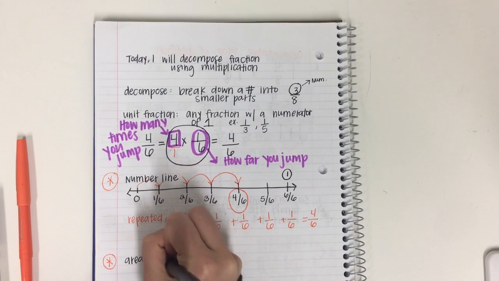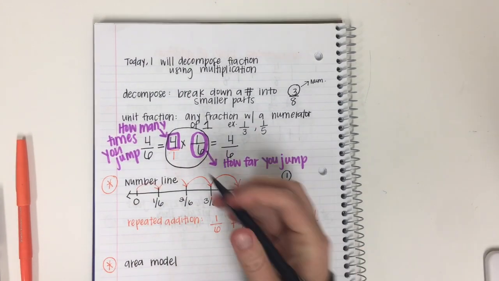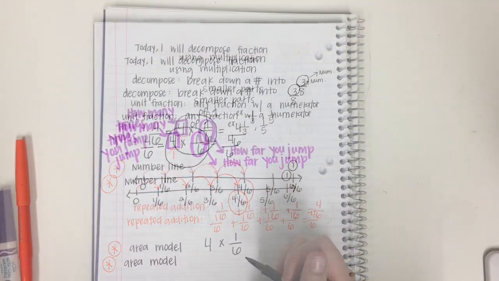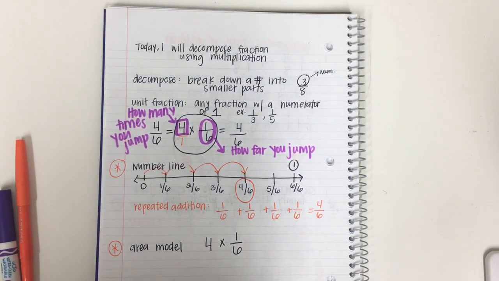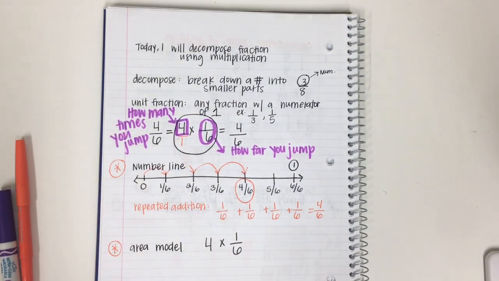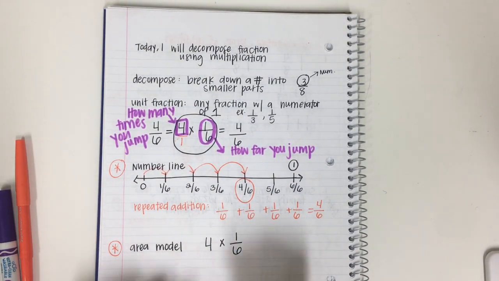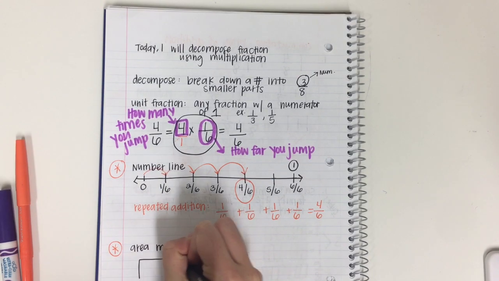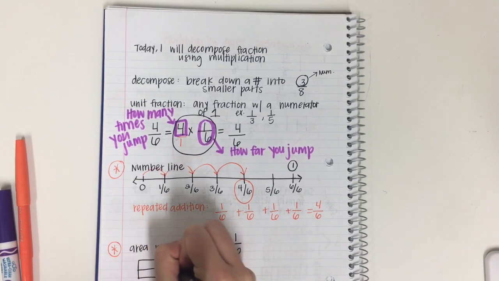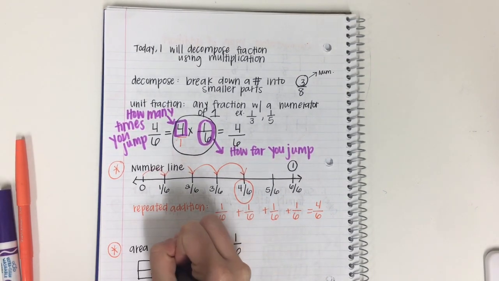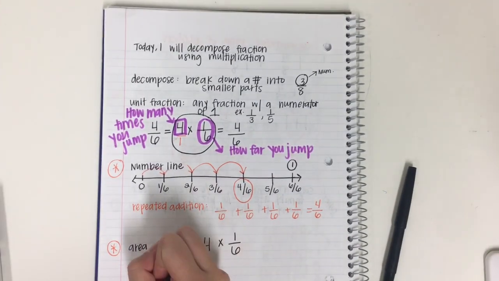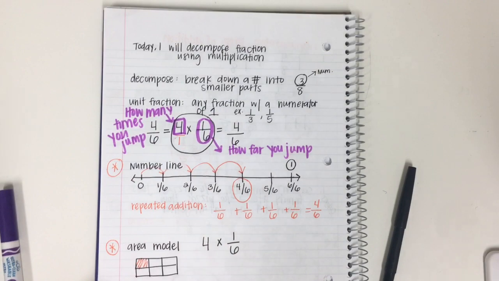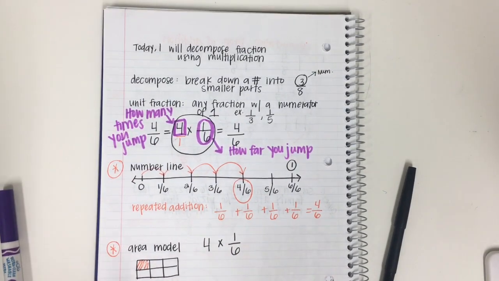So I want to represent my decomposed fraction of 4 times 1/6 using an area model. Okay, so now I want to represent 4 times 1/6 using the area model. Here's how we would do that. So we could do 1/6. So we're going to draw one area model, 6 parts. Okay, how many are shaded? 1. Okay, so this would be 1/6 times 1.